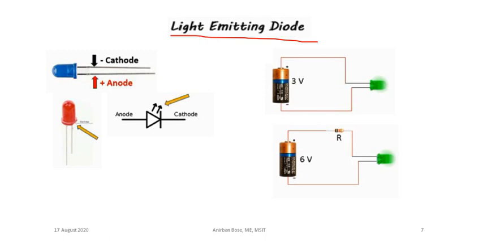So if this flat end is there in an LED, you will understand that the corresponding leg is the cathode, and the other one is the anode, because sometimes the legs are almost similar and it is difficult to identify which one is longer. In that case, this flat surface always indicates the cathode. Here you can see that this LED is connected with a 3-volt battery, and the anode, the longer one, is connected with the positive, and the shorter one, the cathode, is connected with the negative. So it is glowing.